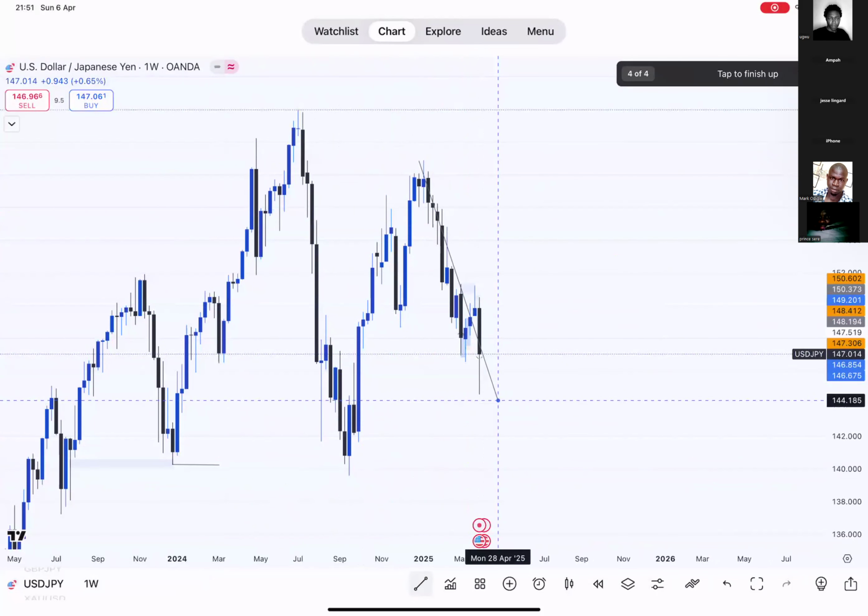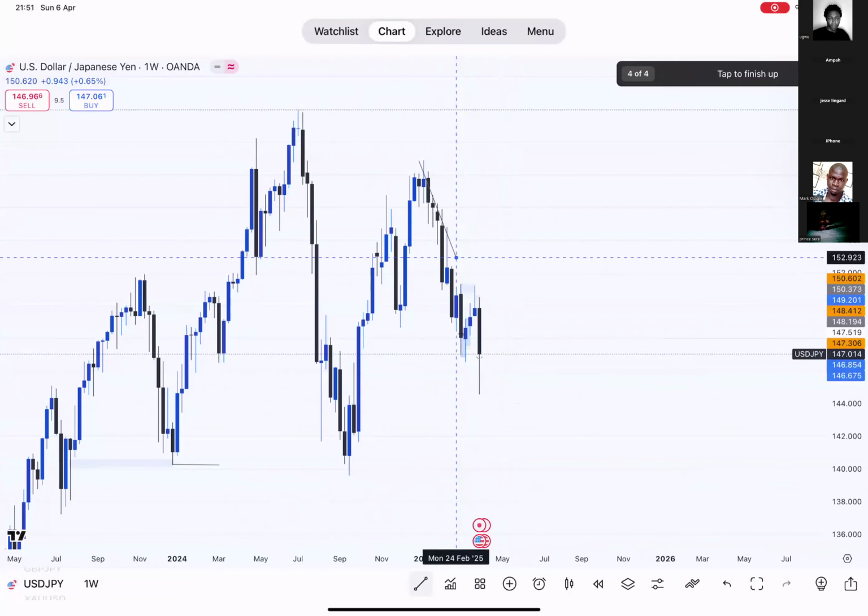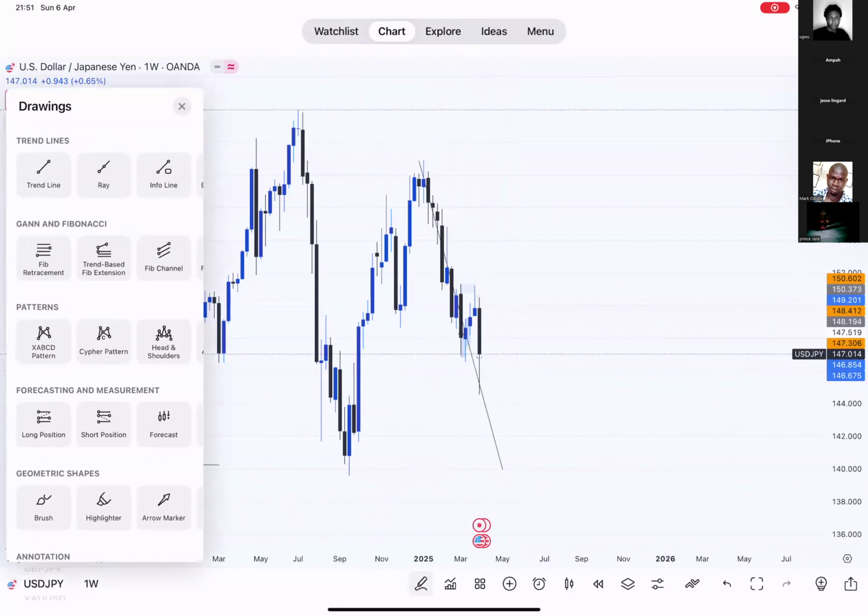And expecting that this particular USD JPY will take out this low, which is normal structure, whereby the market will give a change of character. And you understand? Something like this.